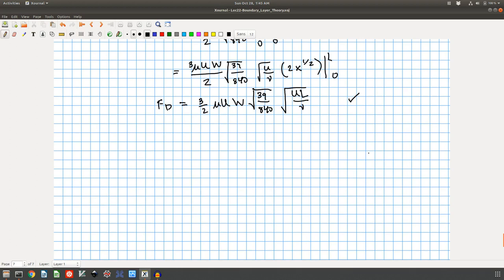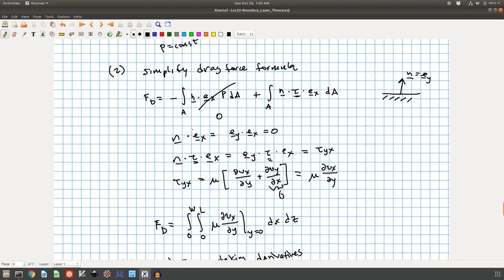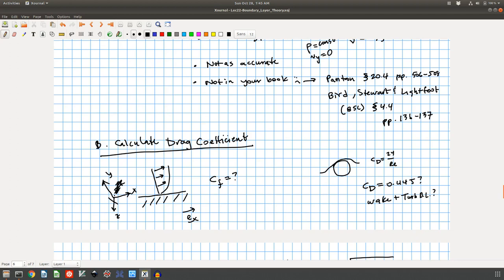So let's see now. Can we get our drag coefficient? For CF, this was the drag force divided by A parallel. And down here we have 1/2 rho u squared. So A parallel, that was just the surface of my plate. So I have L in that direction, and then W in this direction. So x goes from 0 to L, and z goes from 0 to w.